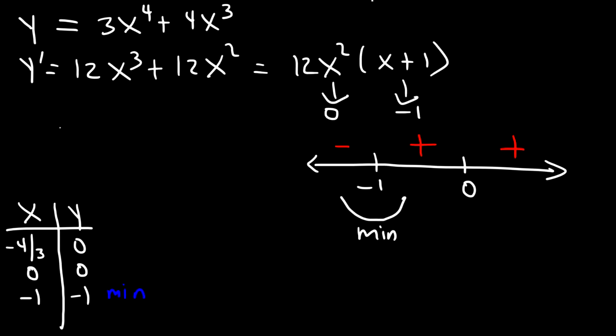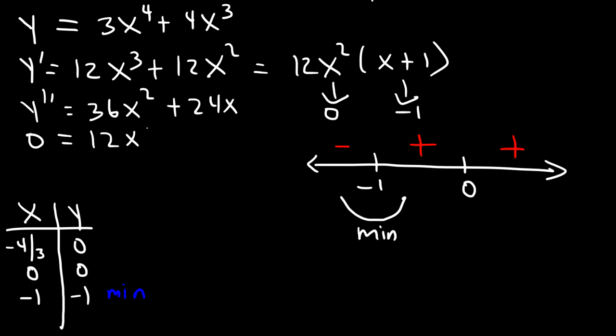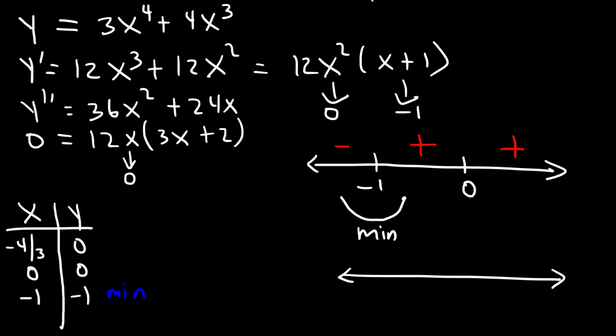Now let's find a second derivative. So that's going to be 36x squared plus 24x. So let's set it equal to 0, and let's take out 12x. So we're going to have 3x plus 2. So the points of interest are, this will give us 0, and this will give us negative 2 thirds, which I need to write that in here. I already have 0.